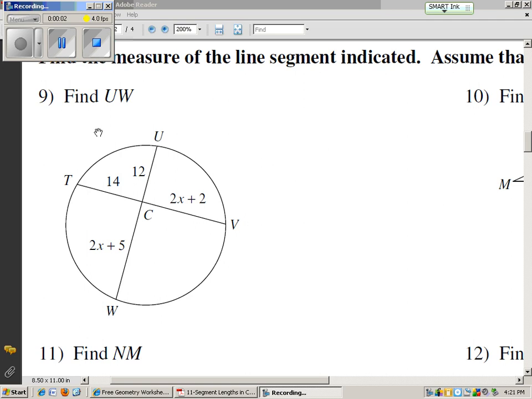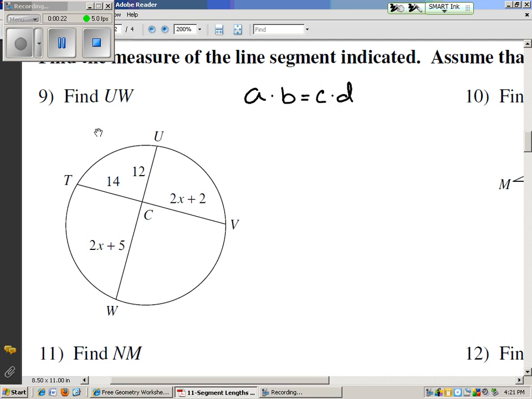All right, here we've got the back page of the segments, links, and circles. We're going to look at number 9 here. Once again, this is two chords inside of a circle. And since they're two chords, we're going to use that whole A times B equals C times D.